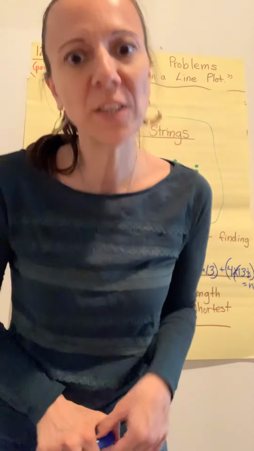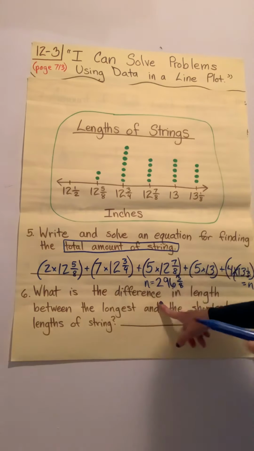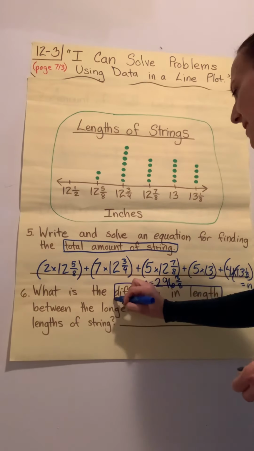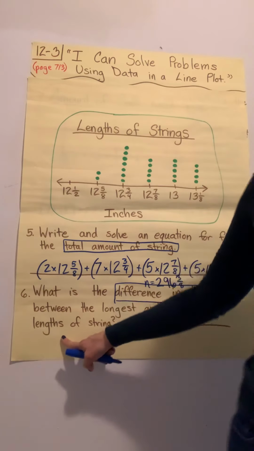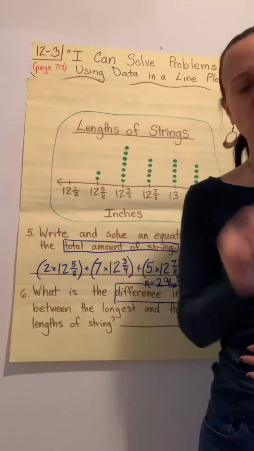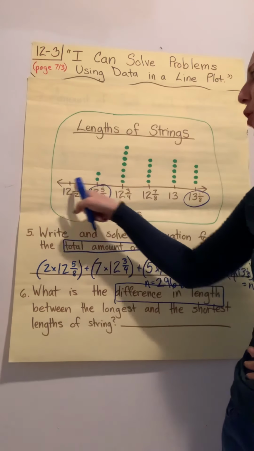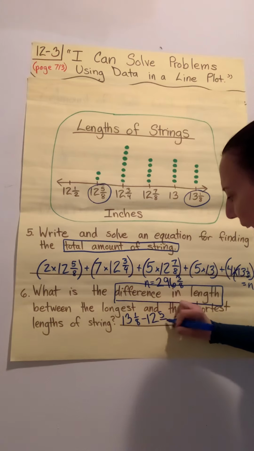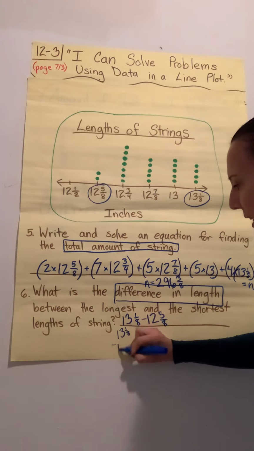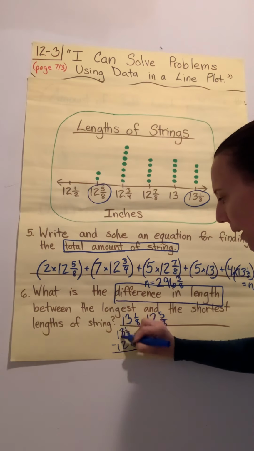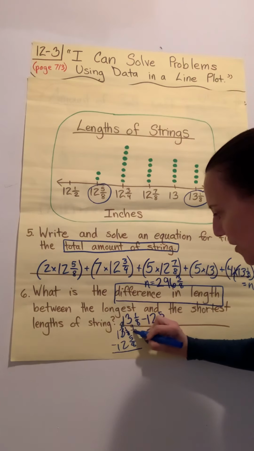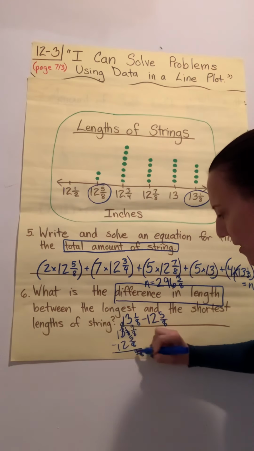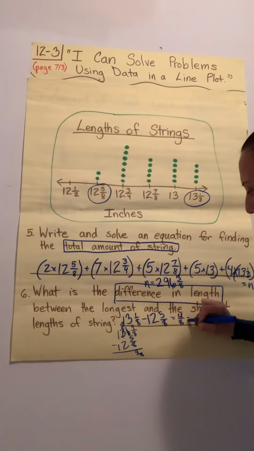Okay, we are going to talk about the last one quickly because it's a little different. This one asks for the difference in length between the longest and shortest lengths of string. So I need to find the longest and shortest numbers that have any value on the chart. Looks like this is the smallest one, and this is the biggest one that have dots over them. This doesn't count because it's empty. So I'm going to do 13 and 1/8 minus 12 and 5/8. Once again, I'm going to need to borrow. So take away a whole and make this 8/8 plus the one I already had is 9/8. And I'm going to come up with 4/8. That's equivalent to 1/2. Okay? And that would be 1/2 an inch.